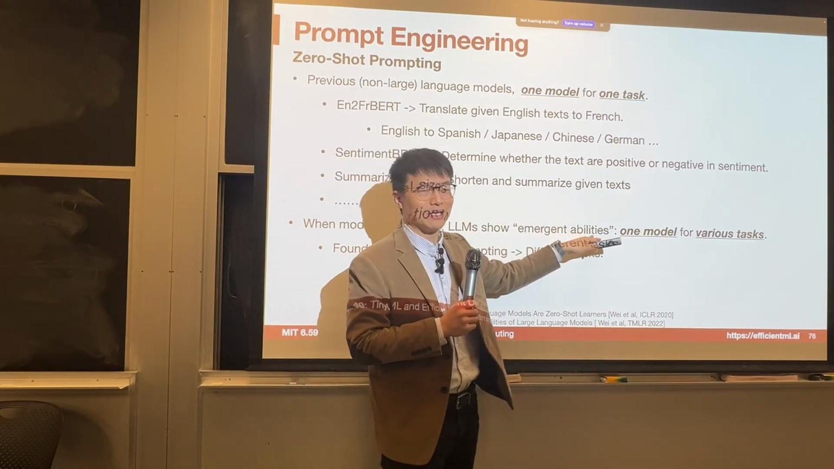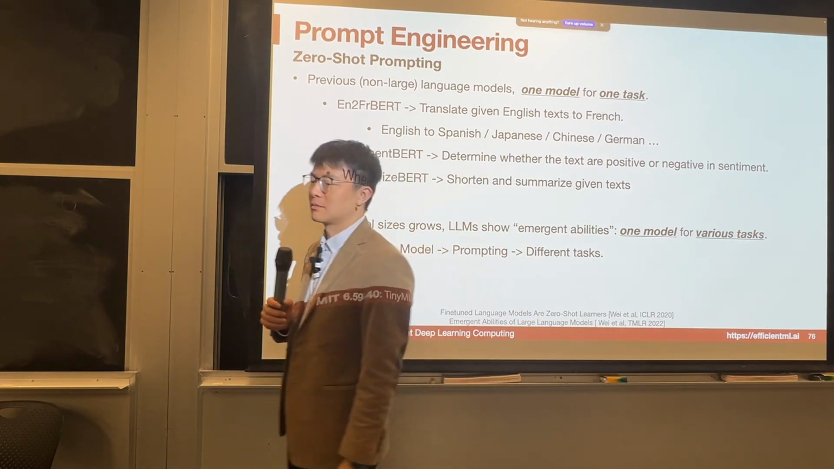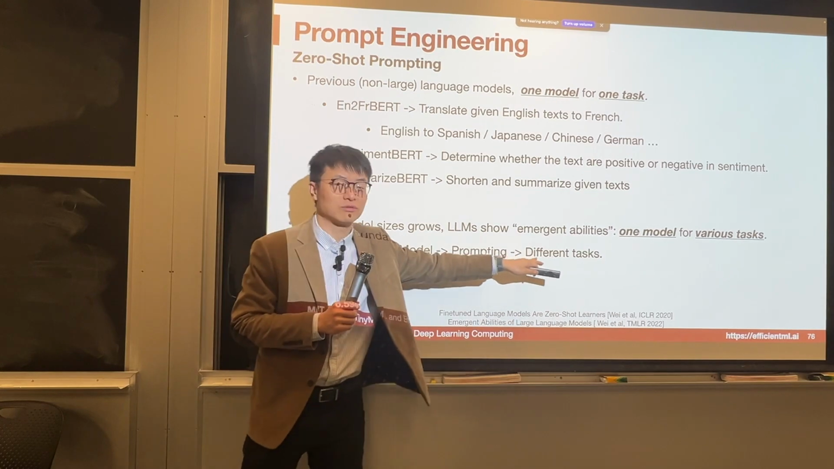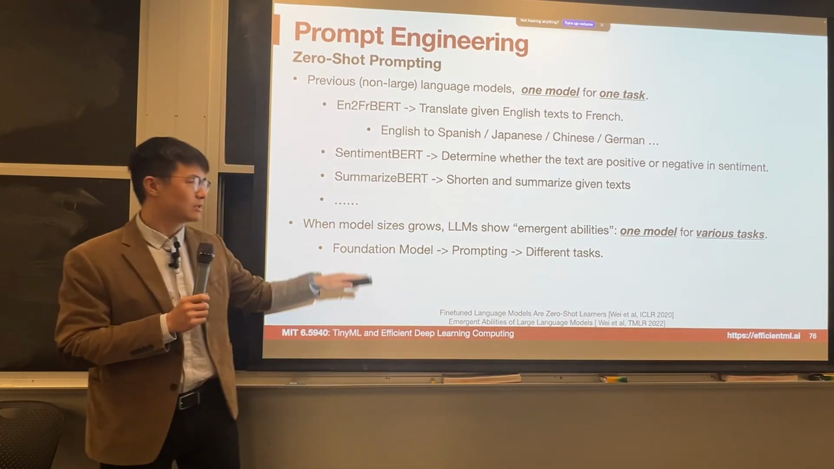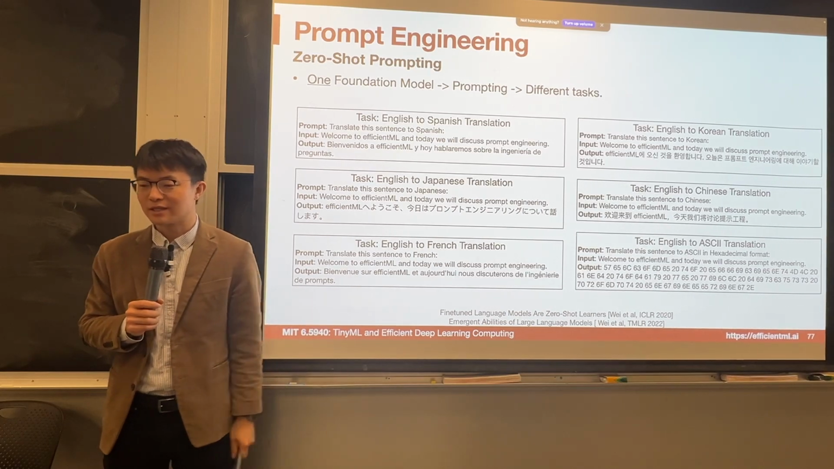Okay, so when the model size grows, when you have a larger language model, they show emergent abilities. One model for many different tasks. You have a foundation model, you have different prompts, then you can achieve different tasks, all based on the same foundation model. So let's see an example.